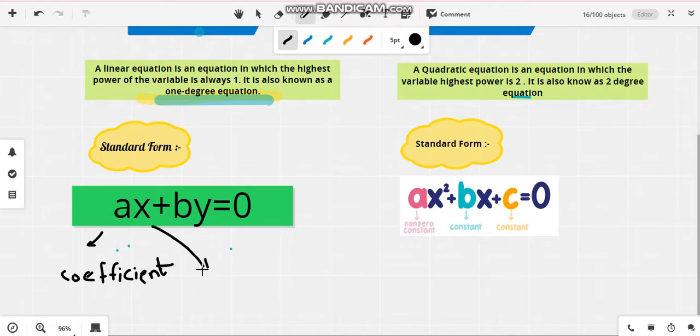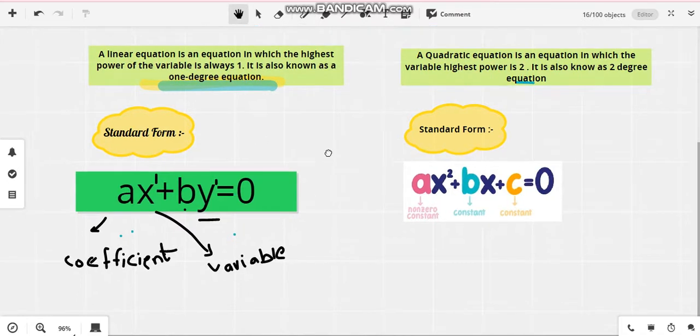Here x is the variable, and you can see that on top of the variable x there is no number mentioned. It means that its power is 1. After the add sign there is b. b is also a coefficient here. y is a variable, and on top of it there is no number mentioned. So x is a base and y is a base, and the power is 1 here. So we say that's a linear equation. That's the main thing about the linear equation.